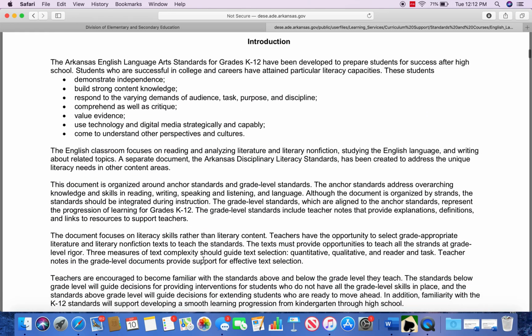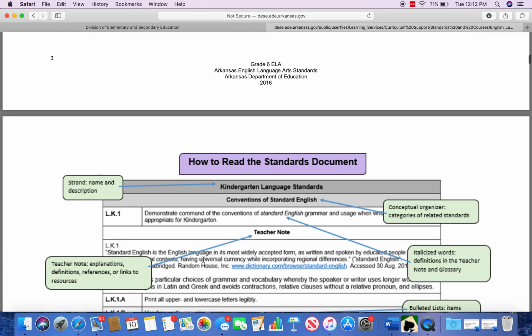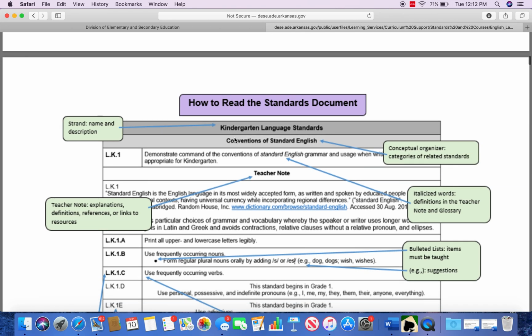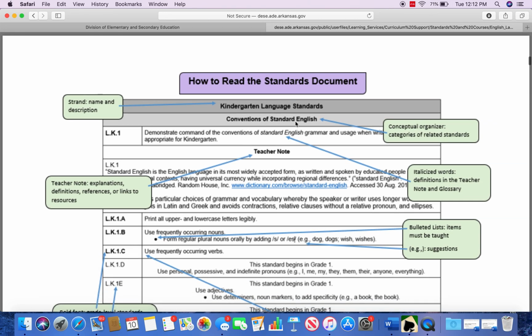So we scroll on down, we have our introduction. You can go back and read that for yourself later. Let me very quickly go over this. This is how to read the standards document. This, of course, is the name and the description. Language arts, and it's kindergarten. Okay. This is the conceptual organizer.